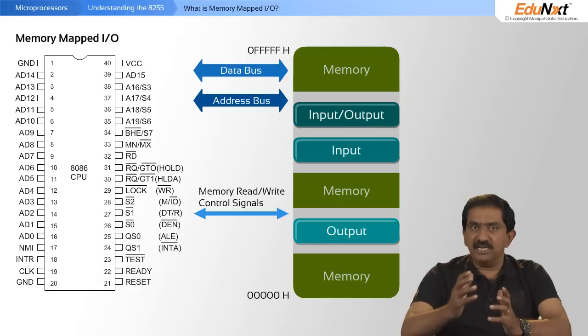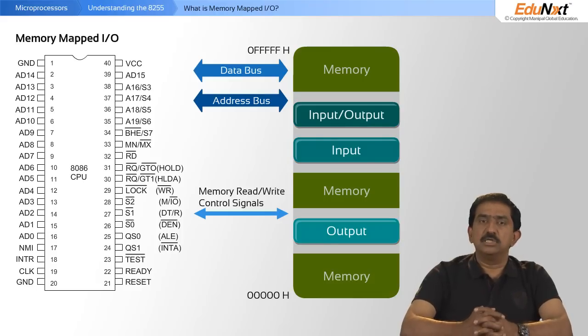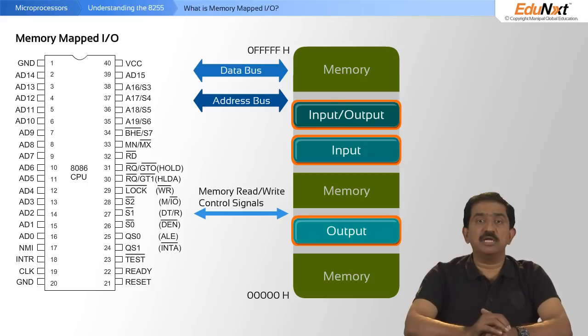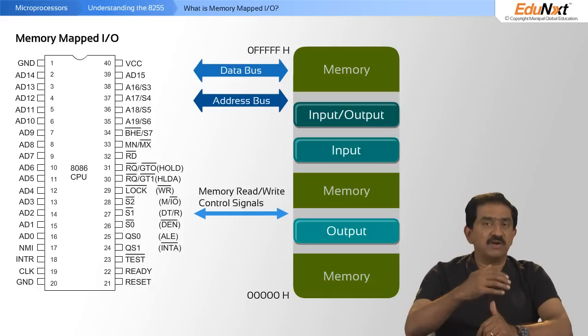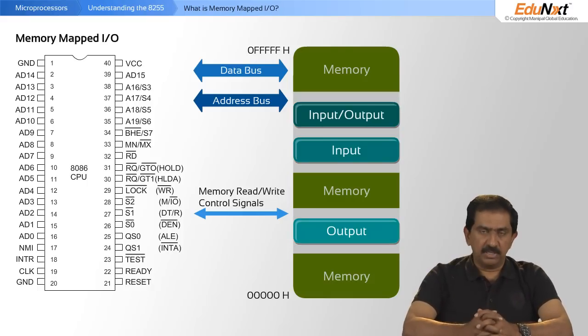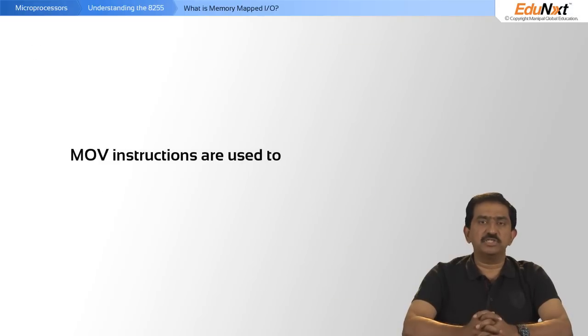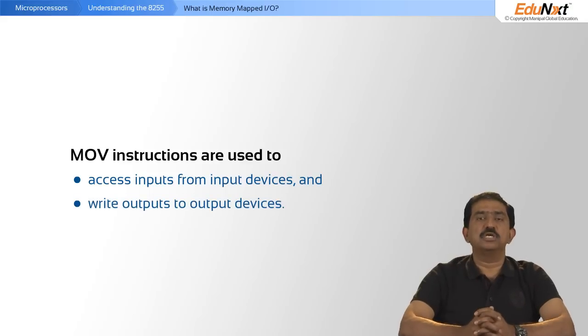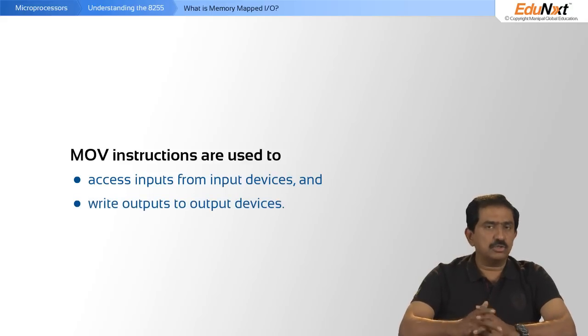So what you have done as a designer is told the processor, you know what, some of my devices are memory and some of them are input-output ports, but as far as you are concerned, everything is memory. And please use the MOV instruction to access inputs from input devices or to write outputs to the output device. This is called memory mapped I/O.